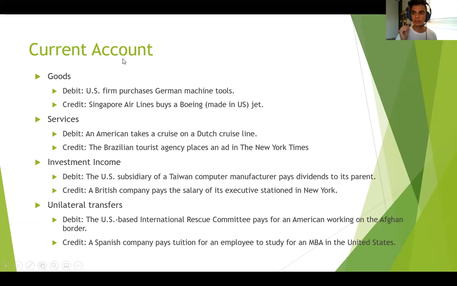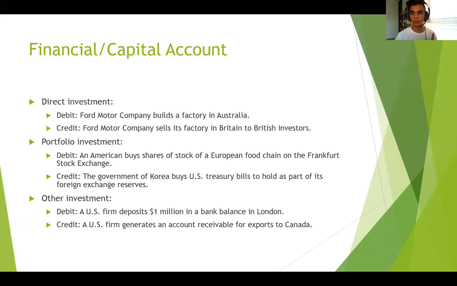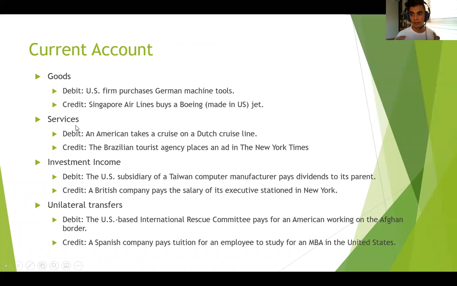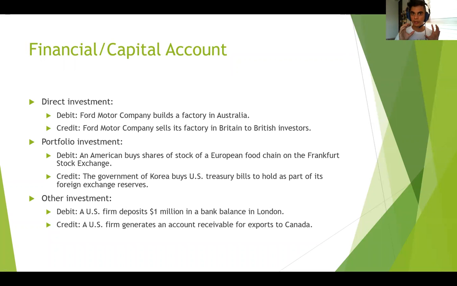This is an interesting example that you have to be careful about, because the first transaction, when the person buys the shares, is financial or capital because we're talking about buying the shares. And then when that share produces income, it will be part of the current account. Be careful in there. Another example that is similar to that one: imagine that an American company builds a factory or a branch in Germany.